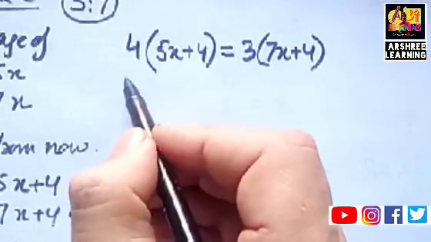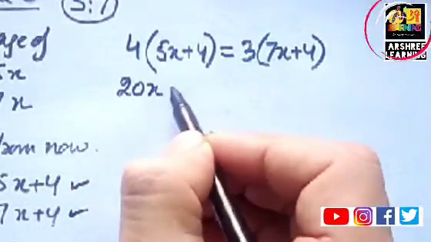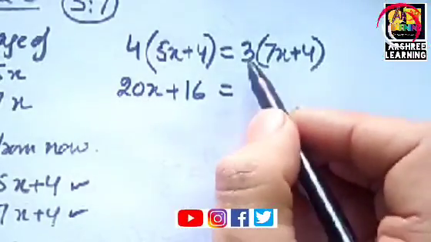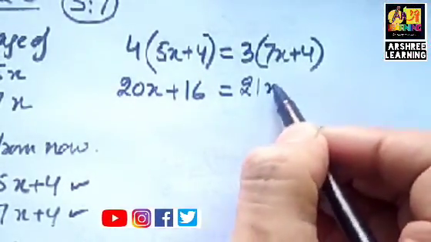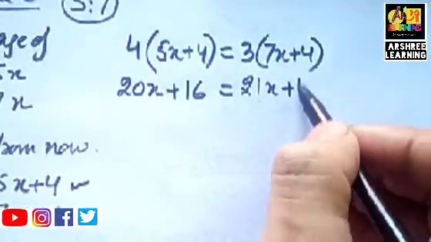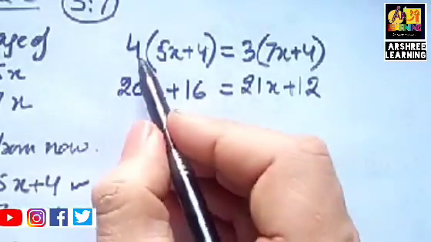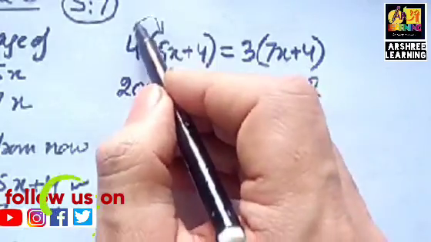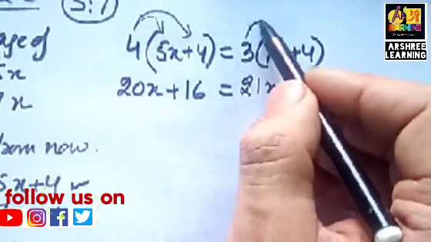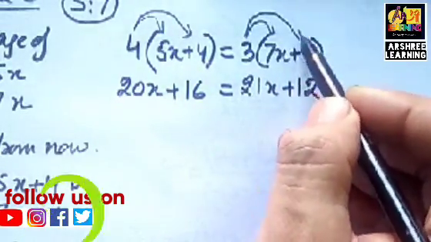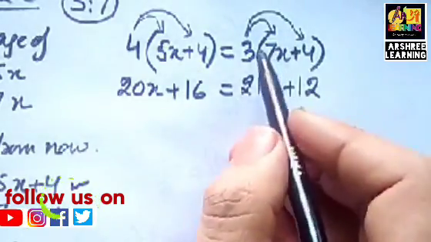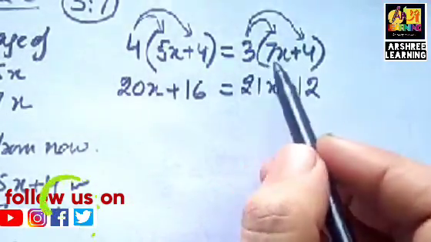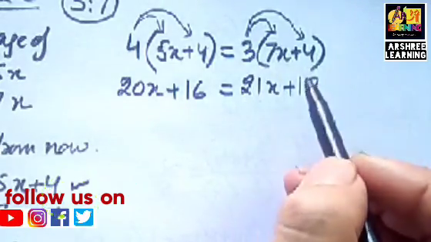Now multiply. 4 into 5 is 20x, 4 into 4 is 16, is equal to 3 into 7 is 21x and 3 into 4 is 12. So 4 will multiply 5, 4 will multiply 4, 3 will multiply 7 and 3 will multiply 4. Both the numbers are multiplied. So 4 into 5, 4 into 4, sign is also multiplied, 3 into 7 and 3 into 4.